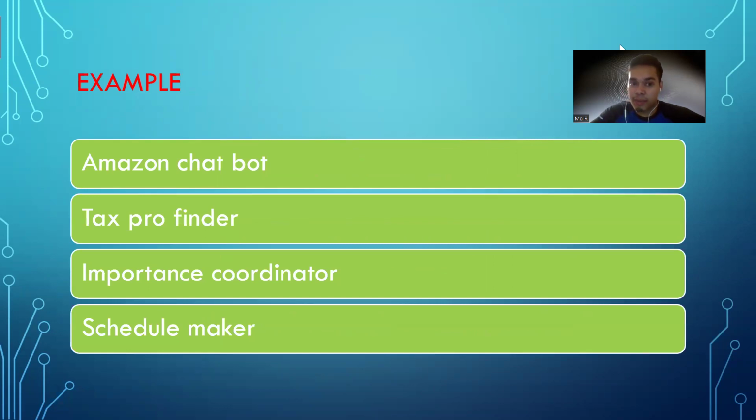Some of the few examples that are already out there are the Amazon chatbot, which many of you have probably used. We also have a tax pro finder that H&R Block uses. What H&R Block does is, when you're interacting with the chatbot, it asks you questions like, are you going to file for a W-2, or do you have a small business, or are you going to file for a large business? Based on that, it matches you with a tax pro who's going to be able to do your return.